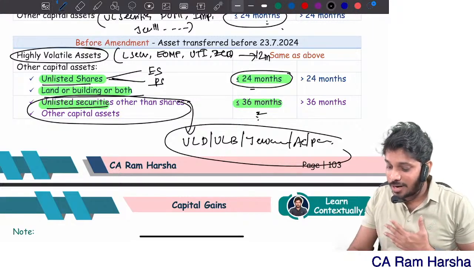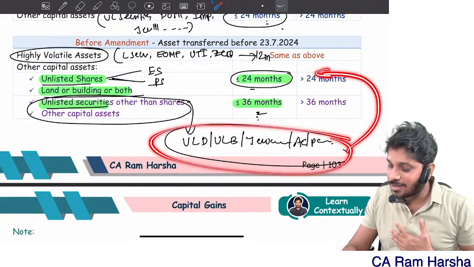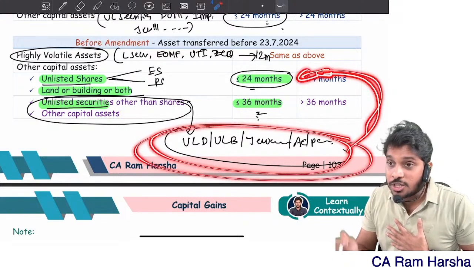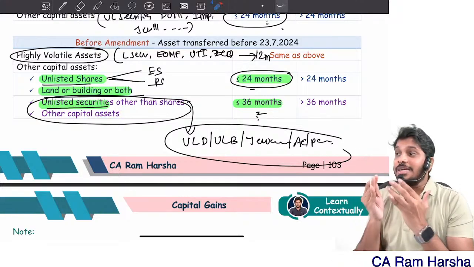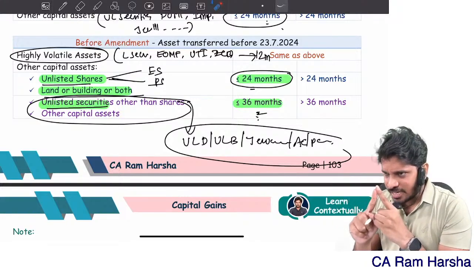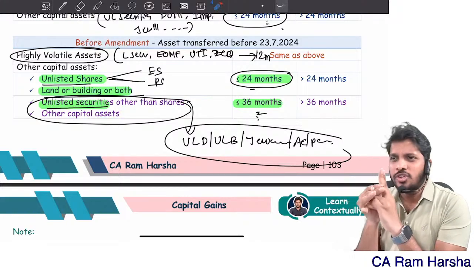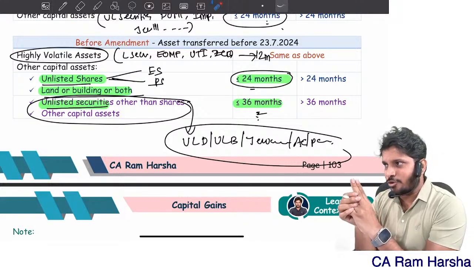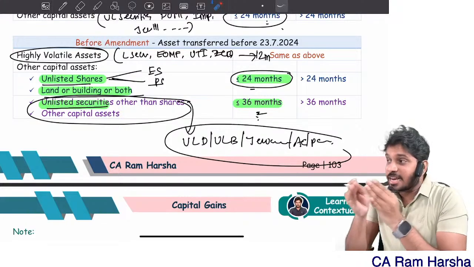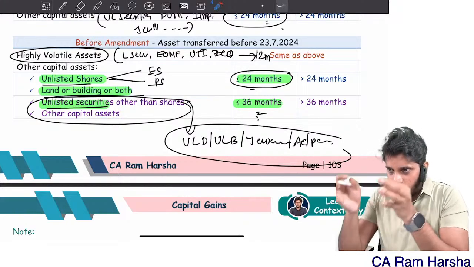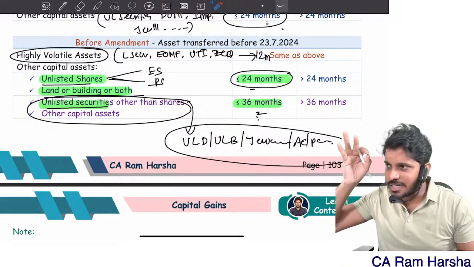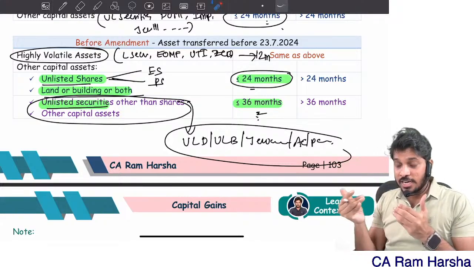Whereas after the amendment, what happened? These items are also classified under the 24 months category. Earlier, only unlisted shares and immovable property came under 24 months logic, and all the others came under 36 months logic. After the amendment from 23rd July, every asset other than highly volatile assets comes under 24 months logic. Highly volatile assets are four.